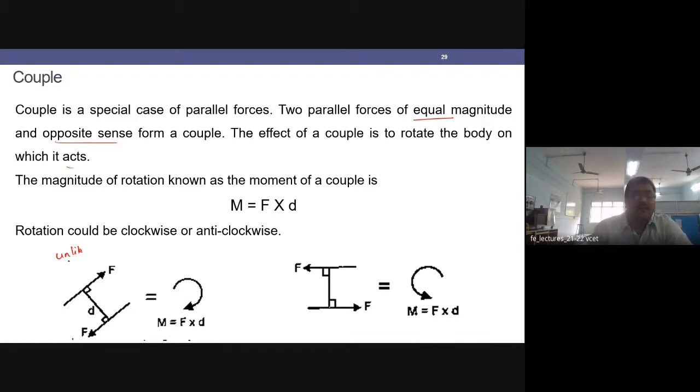Unlike parallel forces of equal magnitude.